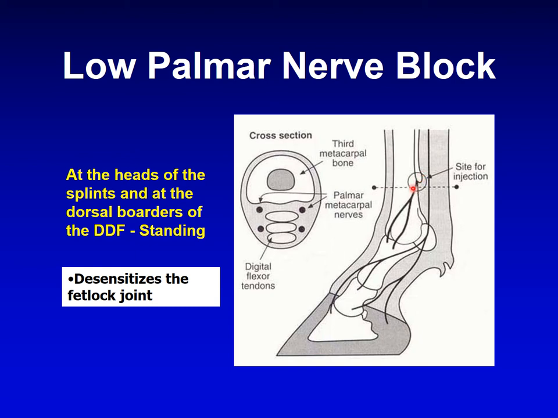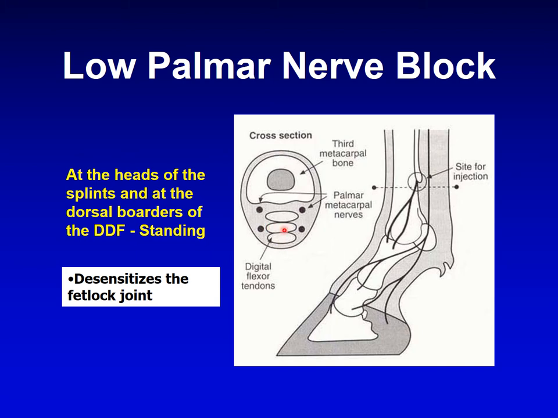In the low palmar nerve block, you give four injections. The previous two nerve blocks, PD or palmar digital, and basisesamoid, you give two injections, one medial, one lateral. In the low palmar, which is this one, you give four injections. Now, at the heads of the splints, the buttons basically, of the splints, you give one injection on the medial side, one injection on the lateral side, and at the dorsal border of the deep digital flexor, you give two injections.